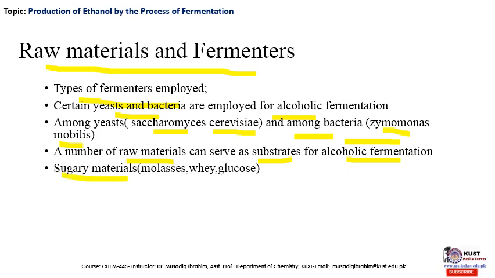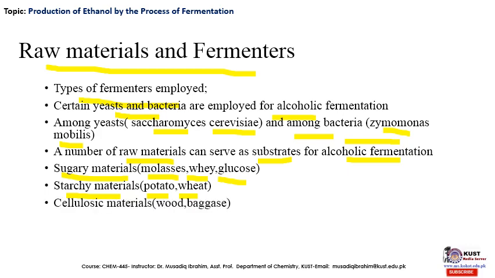Now, the raw materials generally serve as a substrate for the alcoholic fermentation. The sugary materials include molasses, whey, and glucose, which are the source of energy and nutrients for the bacteria to grow and reproduce. Starchy materials are also used as raw materials. They may include potato and wheat, and cellulosic material like wood and bagasse are also generally used in the fermentation technique for the production of ethanol.